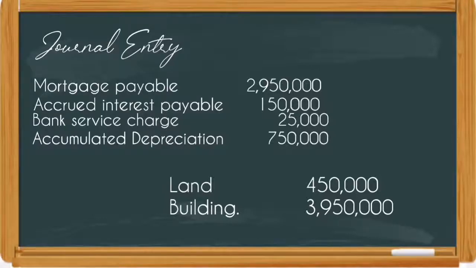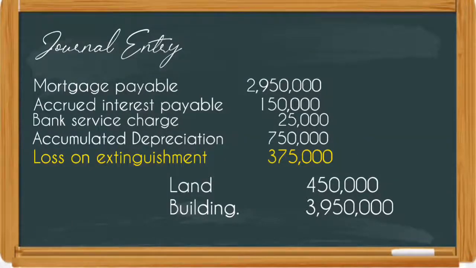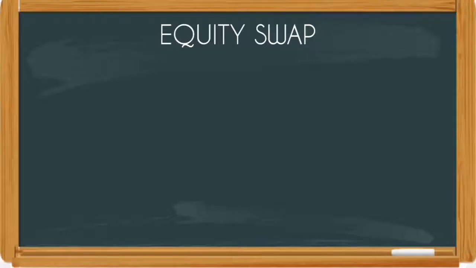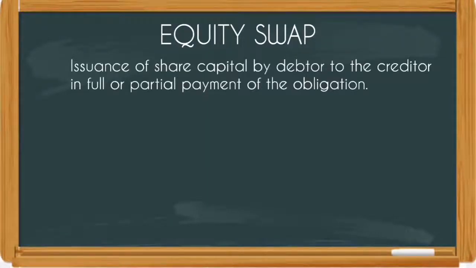Mapapansin na mas mababa yung balance ng ating liability kaysa sa mortgage property. That is why magkakaroon tayo ng loss on extinguishment which is 375,000. Next form naman ng debt restructuring is the equity swap. Dito, nag-i-issue si debtor kay creditor ng share capital bilang kabayaran sa kanyang obligation.